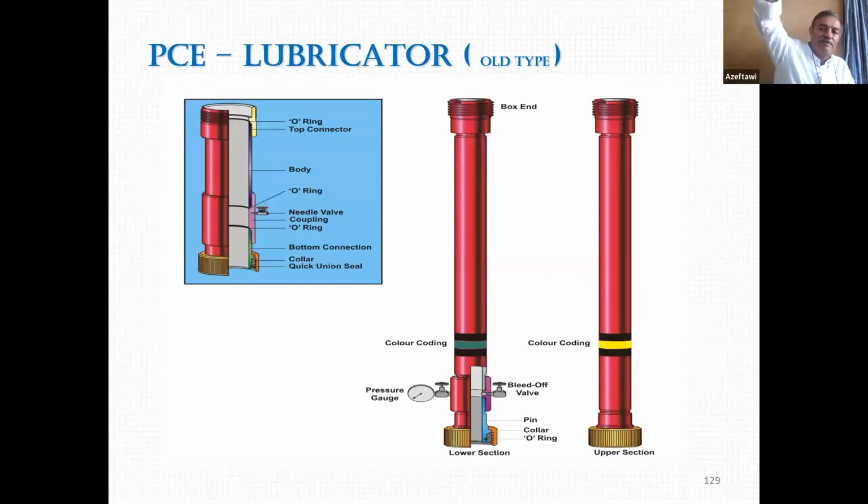At the top of the rig up, we have the stuffing box. Then normally we have a two-section lubricator.